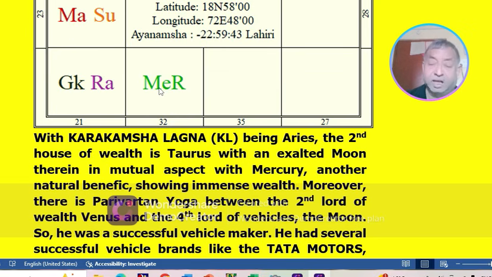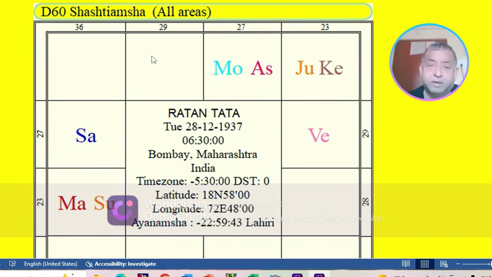With Karakamsha Lagna, KL, being Aries, the second house of wealth is Taurus with an exalted Moon therein. You see, the exalted Moon is in the second house. In Taurus, when Karakamsha Lagna in the Shashtiamsha is Aries, the second house automatically becomes Taurus, the second house of wealth, which is occupied by the Moon, an exalted planet. In Taurus, Moon gets exaltation.